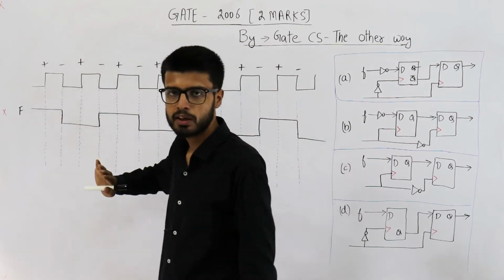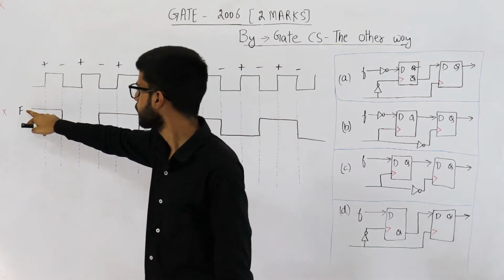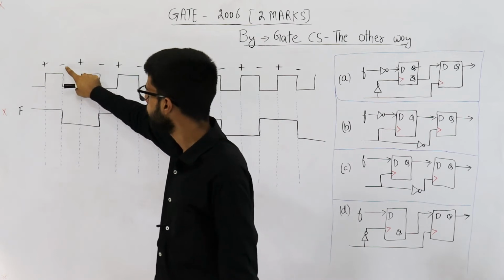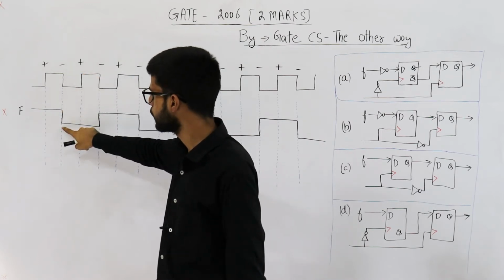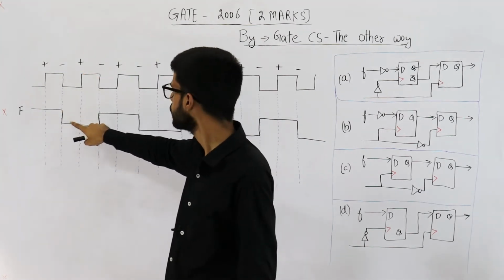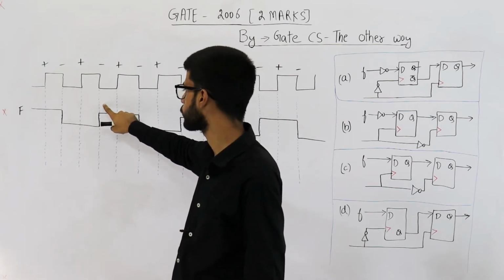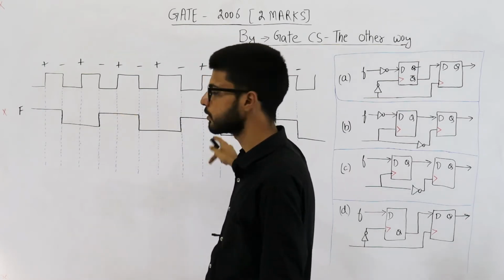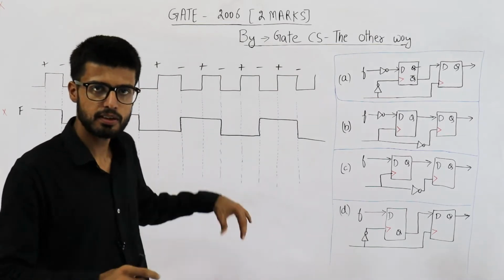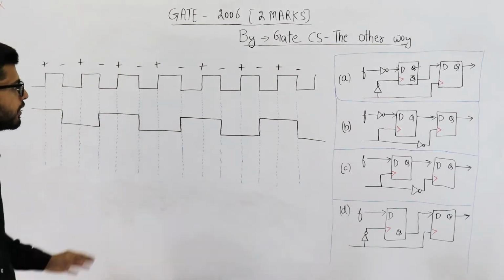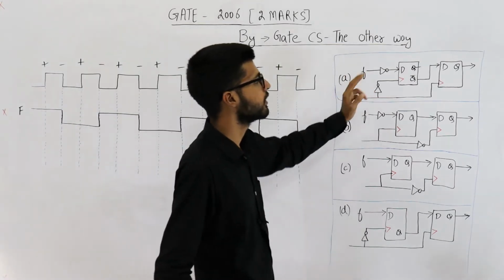Initially you can take value of f anything. I'm taking it to be 1 initially. Upon seeing a negative edge, the value changes. That means it becomes 0. Upon seeing next negative edge, it becomes 1. Then 0, then 1, then 0, and so on. Upon negative edge, just complement the value of f. Such a signal is given in the input.